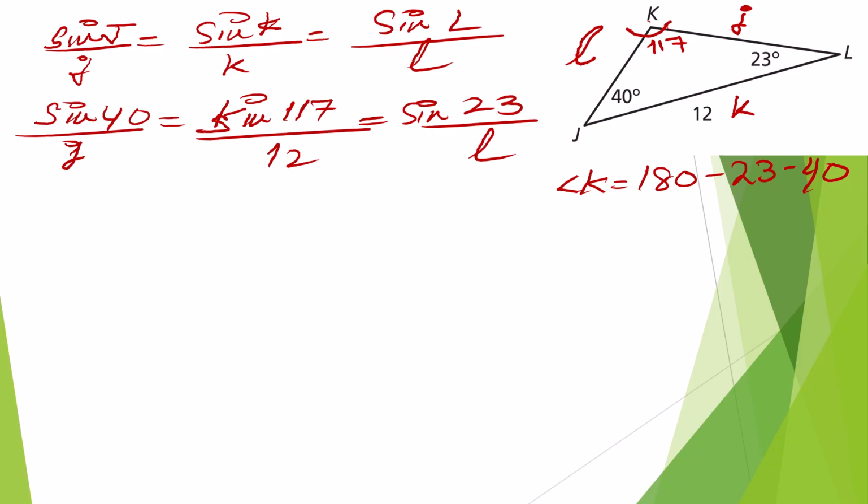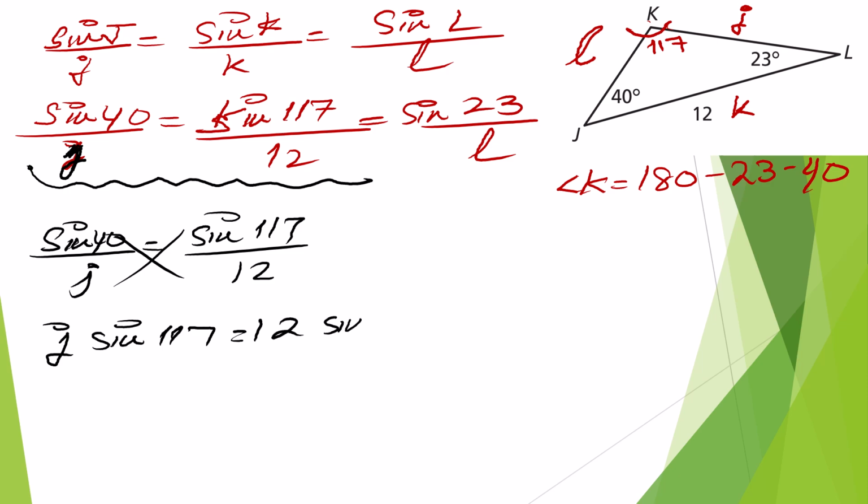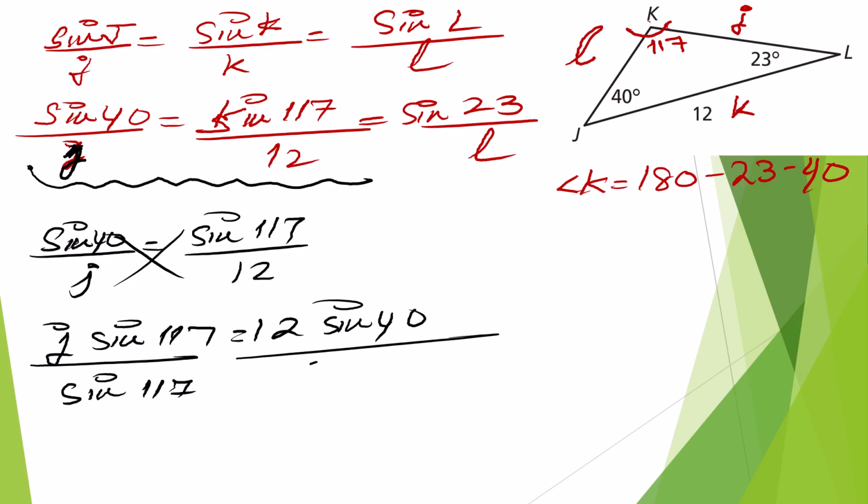So we will take any two ratios in which one of the unknown variables is present. So we will write sine 40 over small j equals sine 117 over 12. Cross multiply, so j times sine 117 equals 12 times sine 40. We have to find small j, so we divide both sides by sine 117. This cancels. So small j equals 12 times sine 40 over sine 117. Write it in the calculator. Again reminding you, do not forget to put the bracket if required. Sine 117, close. So my answer is 8.65.